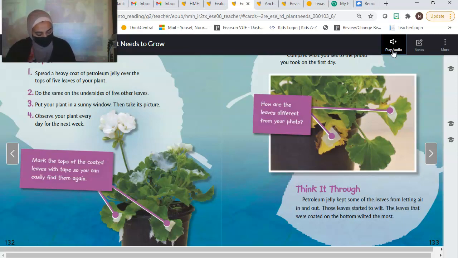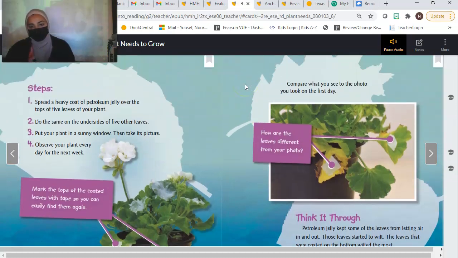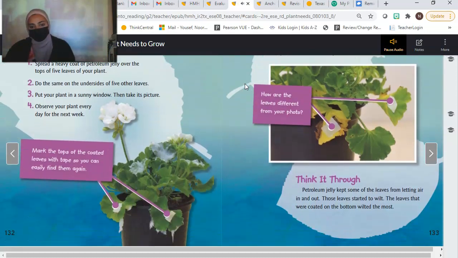What do you predict will happen? Do you think the leaves with the petroleum jelly will live or die? Die? Live? All right, let's see. Compare what you see to the photo you took on the first day. How are the leaves different from your photo? Here on this side, it's the first day, and here is the last day. So what happened? Did they live or die? They died. Look how it turned yellow. That means they died. So the leaves with the petroleum jelly died.